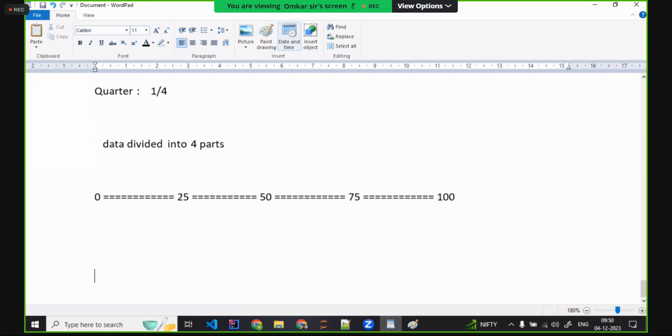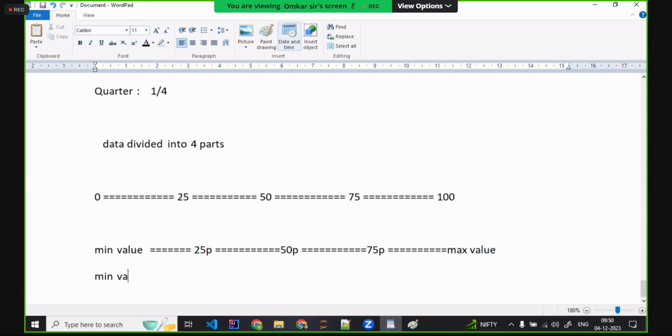So instead of 0, we'll take the minimum value. We don't know what the minimum value is, but it is the minimum value. So from the minimum value till the 25 percentile is quarter 1, Q1. The next, 25 to 50, is Q2. And 50 to 75 is Q3, until the maximum value. There is no Q4.